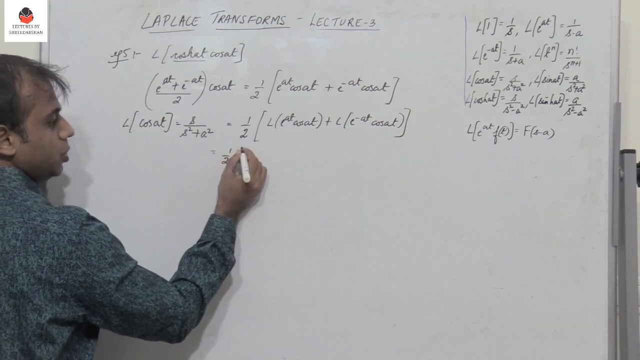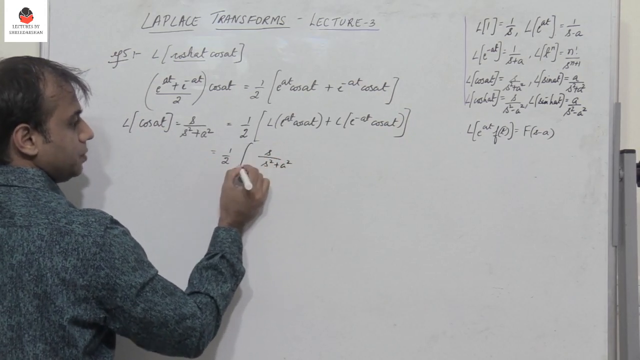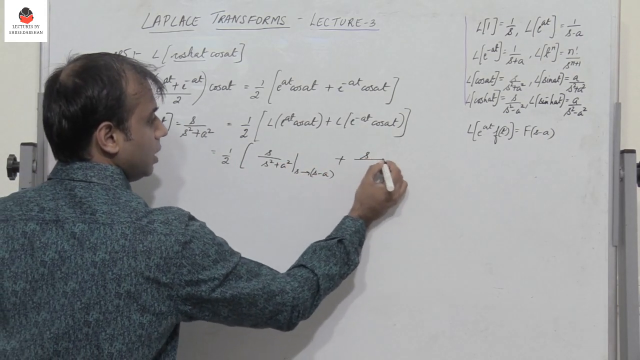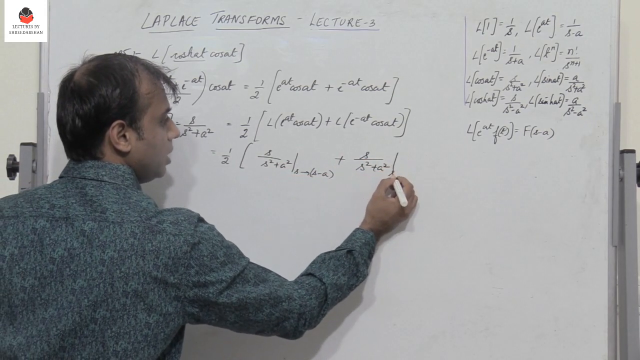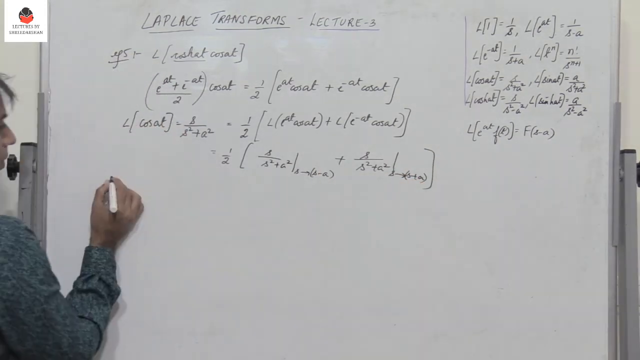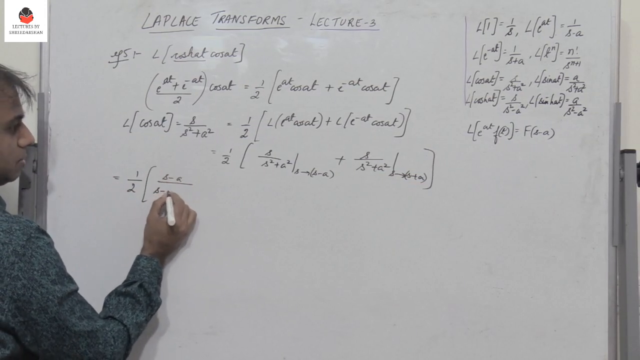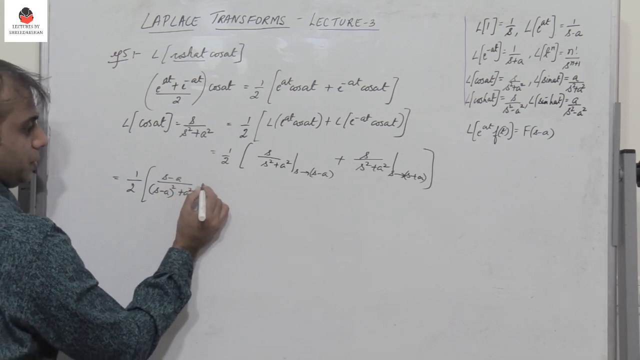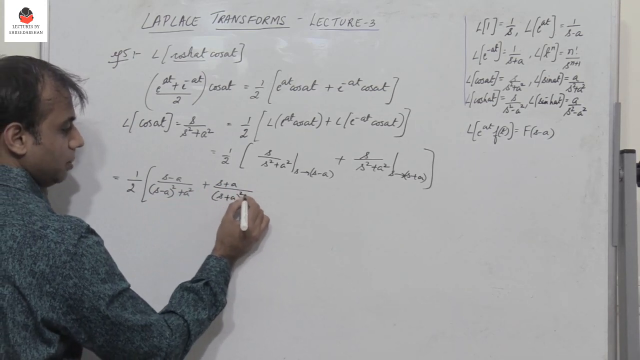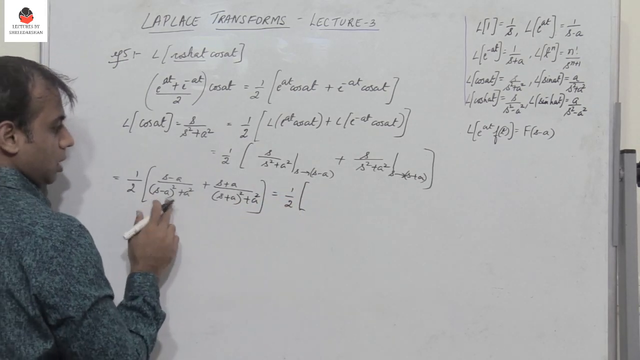So this is 1 by 2 into s divided by s square plus a square. So here replace s by s minus a, plus s divided by s square plus a square, replace s by s plus a, right? So now let me replace the value. So you get s minus a divided by s minus a the whole square plus a square, plus s plus a divided by s plus a the whole square plus a square, which is 1 by 2 into, now s minus a the whole square is s square, right?